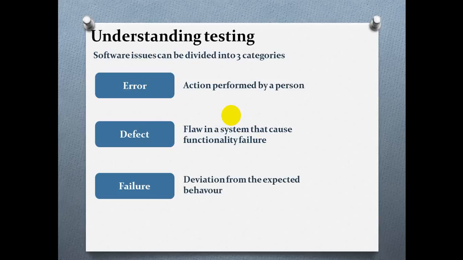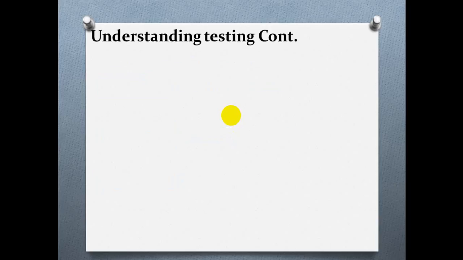Let's move to failure. A failure is defined as a deviation of the component or system from its expected delivery or result. So we can divide our software issues into three categories. Let's continue with understanding testing concepts.